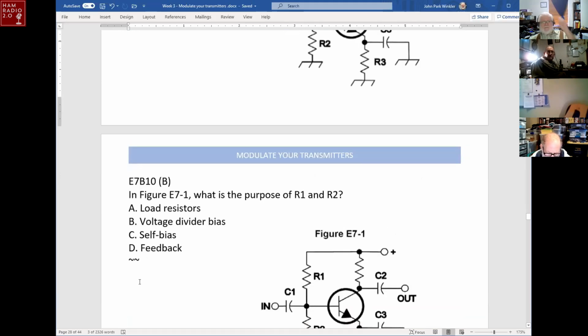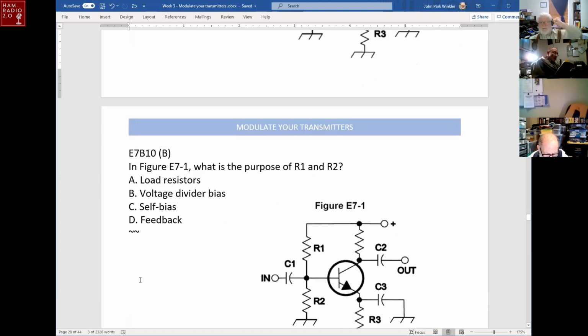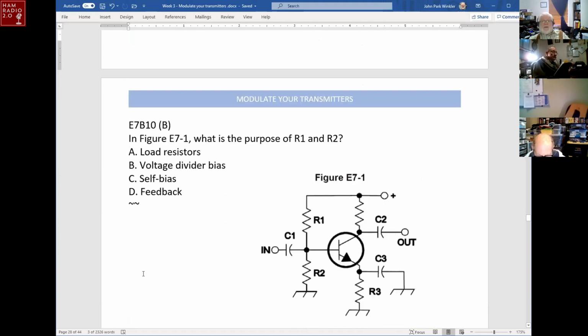Okay, 7B10. In figure 7.1, again, what is the purpose of resistor R1 and R2? The answer is B. It's a voltage divider that takes the power supply voltage up here at the plus, and the ground, and does a voltage divider thing, and the ratio of these will be the voltage on the gate of the, or the base. Gate is the thing that applies to field effect transistors, but it's the base of the transistor.